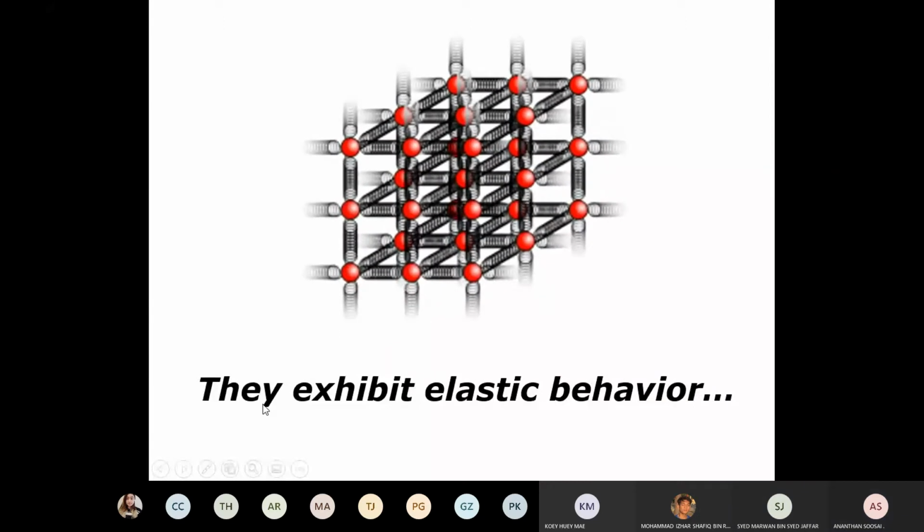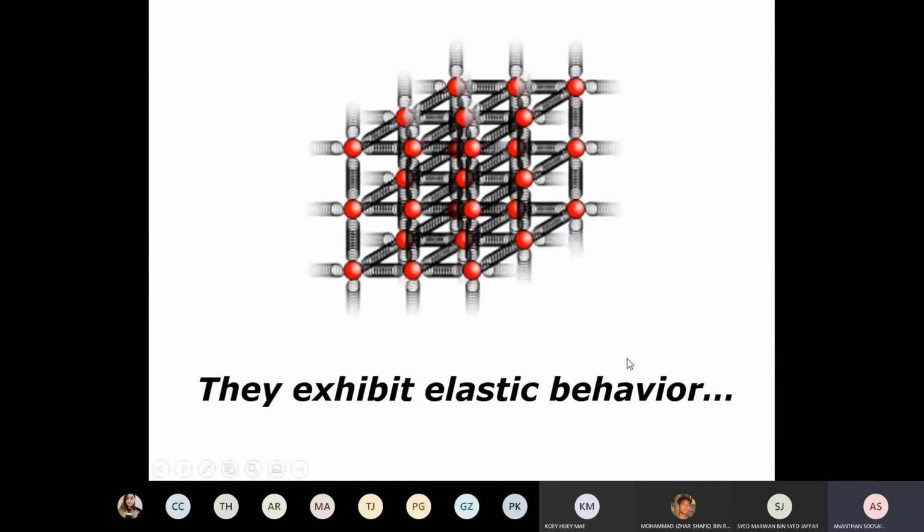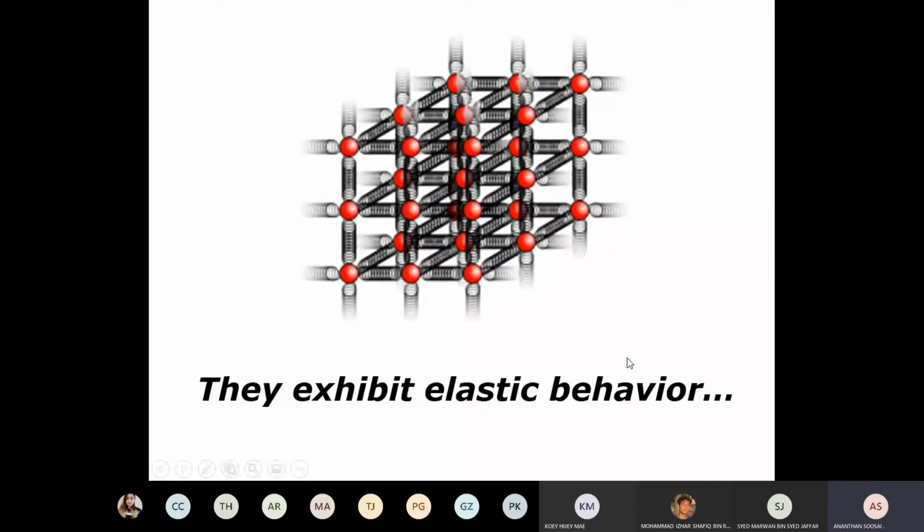Solids exhibit elastic behavior. What is meant by elastic behavior? Anyone? The ability to get back to original length after the force is removed is called elastic behavior. The ability for an object to get back to original length after the force is removed. So all solids experience elastic behavior, all metals and everything.